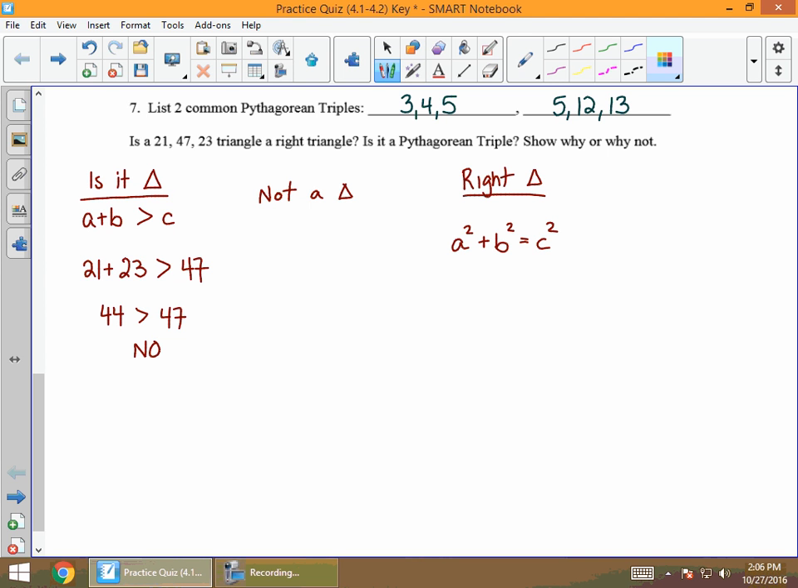And then lastly, it is a triple. We call that a Pythagorean triple if we have whole numbers. So if I don't have any decimals at all, that will make that a Pythagorean triple. So this one was a no, but possibly on the quiz it could be a yes. So make sure that you first check and make sure that it is a triangle. Secondly, make sure it is a right triangle. And then lastly, check to see if those whole numbers make it a triple or not.